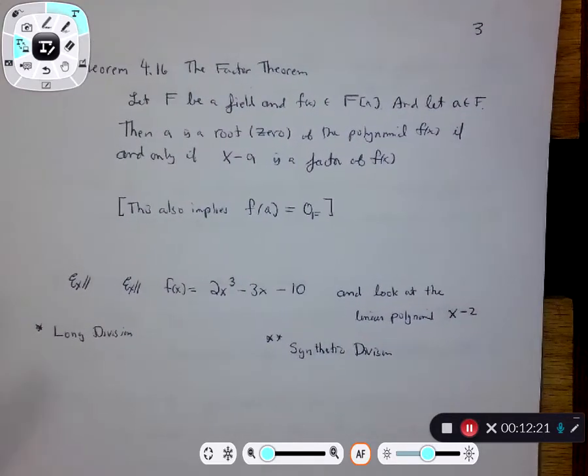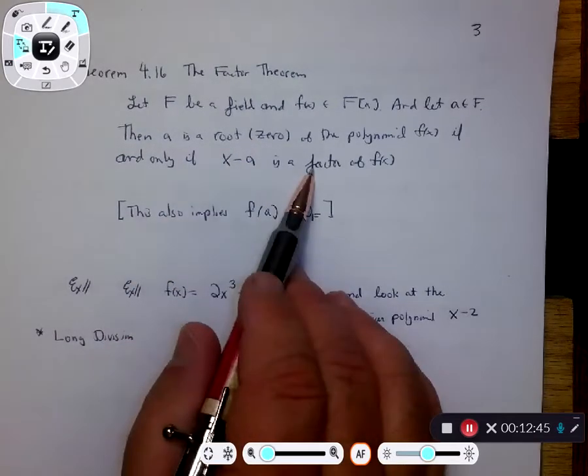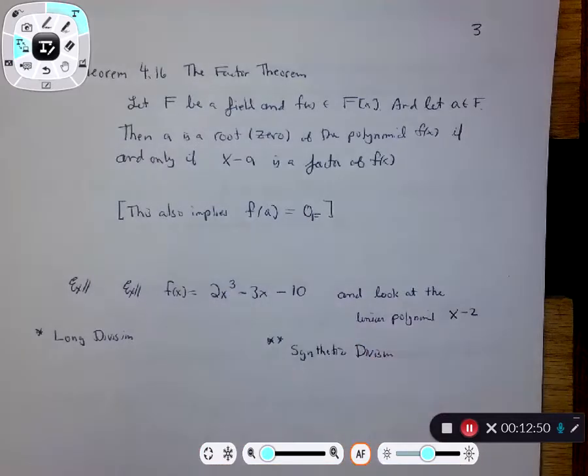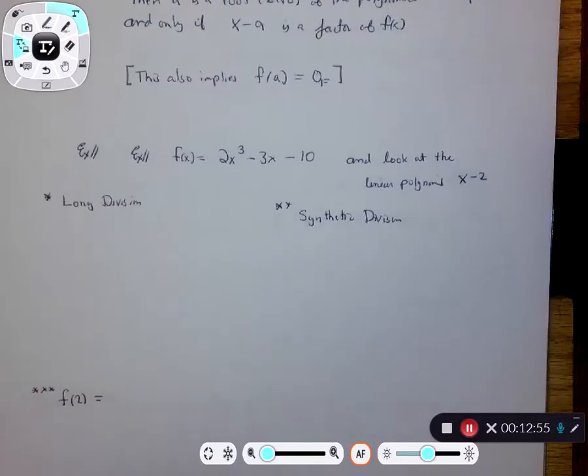We talk about arbitrary things like being a field, but still, let F be a field and let f(x) be an element of F adjoined x, and a is an element of the field F. Then a is a root, zero, of a polynomial f(x) if and only if x minus a is a factor. And again, according to the remainder theorem, if x minus a is a factor, that means the remainder is equal to 0, so f(a) would be equal to 0. So let's talk about this. I want to remind you of a few things from, again, high school math.